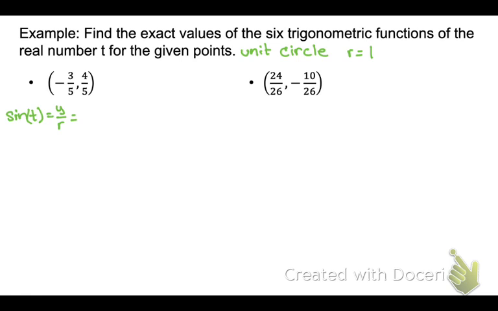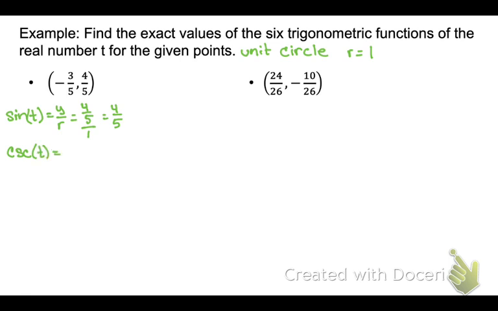Why? Okay, so I have y over r. Well, what is y? 4/5. R is 1. So the answer is 4/5. If it wasn't 1, we'd multiply by the reciprocal there, correct? Yes. So then we're going to go cosecant. And why are we going cosecant next?